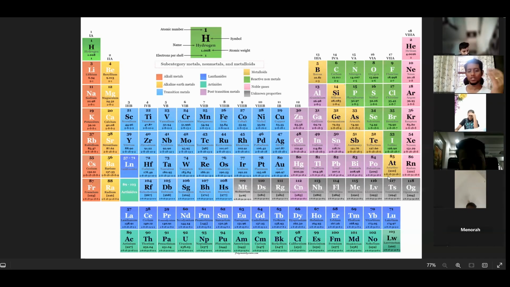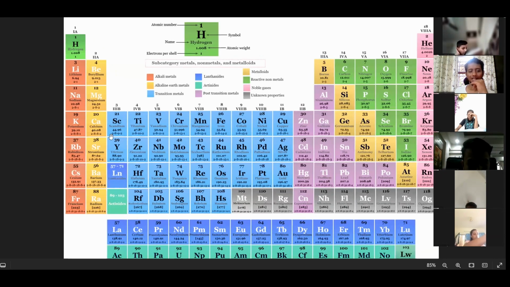Okay, so what we'll do is we'll just repeat all the elements in each group. In the first group, look at the elements: hydrogen, lithium, sodium, potassium, rubidium, cesium, and francium. These are the group 1 elements. Then group 2 elements: beryllium, magnesium, calcium, strontium, barium, and radium.